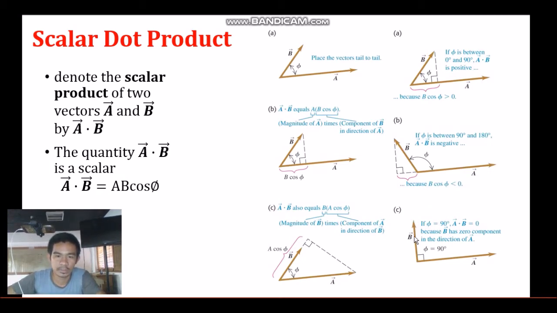So again, if the angle between two vectors is 90 degrees, or these two vectors are perpendicular to each other, then the scalar dot product of these two vectors is 0, because B has 0 component in the direction of A, as well as A has 0 component in the direction of B. Okay? So the quantity vector A dot vector B, we read this as vector A dot vector B, is a scalar, which is vector A dot vector B equals AB cosine theta.